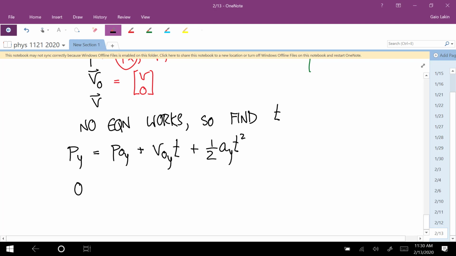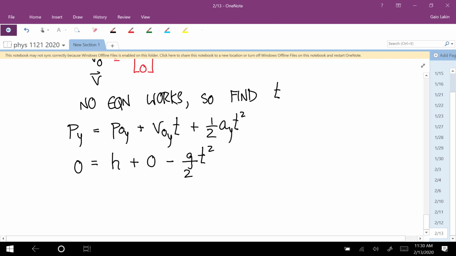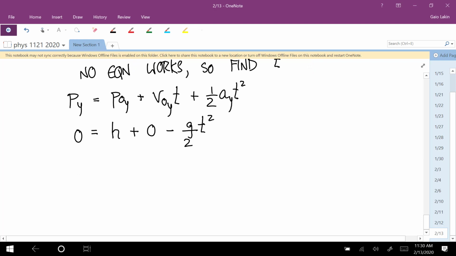Py is 0, p0y is h, v0y is 0, and this is negative g over 2 t squared. And so t is equal to the square root of 2h over g. And when you take that square root, you get a plus or a minus.